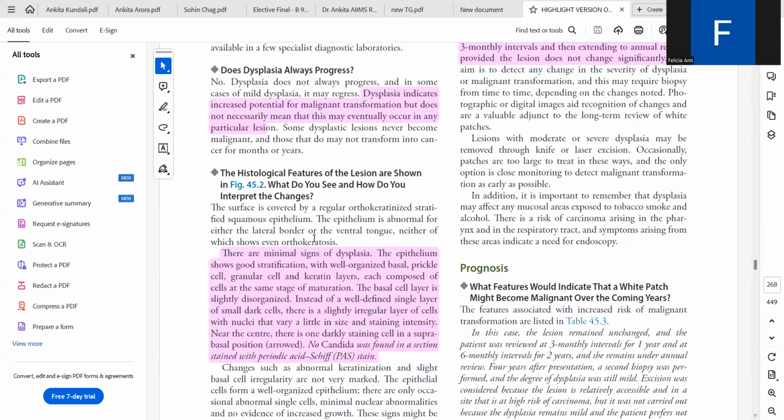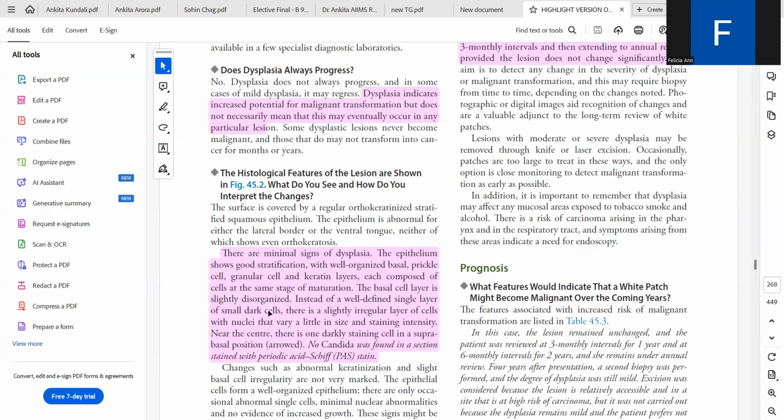Next, we have histologic features of the lesion shown in the picture. What do you see and how do you interpret the changes? So there are minimal signs of dysplasia. The epithelium shows good stratification with well-organized basal, prickle cell, granular cell, and keratin layers, each composed of cells at the same stage of maturation.